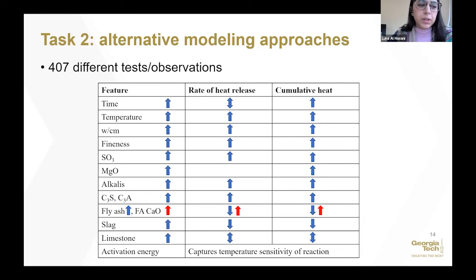For this task, I have collected 400 plus different isothermal calorimetry heat of hydration tests for different cementitious pastes and at different temperatures. And this shows which features I have included in the prediction. We had some physical features such as time and temperature, some chemical characteristics of the cement and the SCMs that we used, and the phase composition and fineness of the materials. And for the SCMs, I have included fly ash, slag, and limestone.